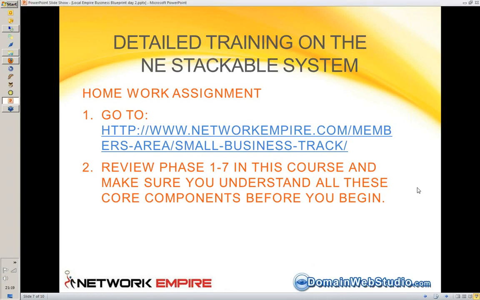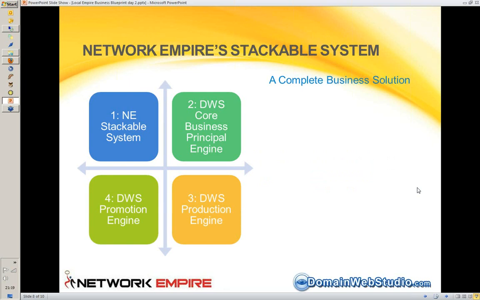Okay, so the next thing we're going to do is we're going to talk about Network Empire's stackable system. And what we got here is a complete business solution. A lot of people have not really grasped exactly how powerful the system is, and today I've spent a bit of time to bring this all together for you. We work on a horizontal plane and we also work on a vertical plane. The vertical plane in our stackable system allows us to work with our business. We can zoom in or we can zoom out.